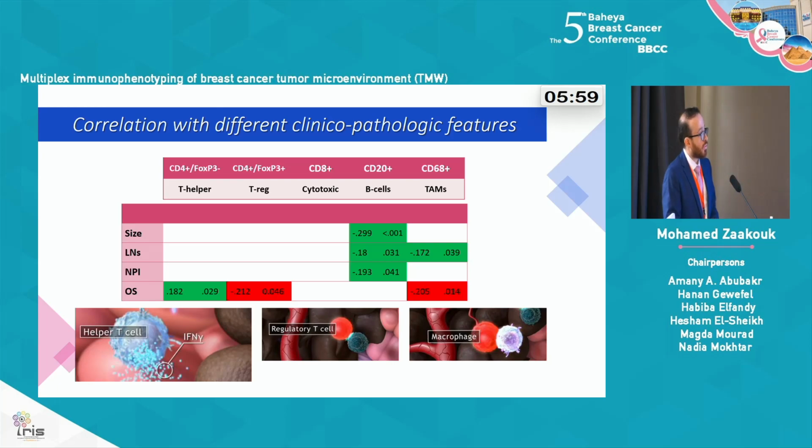And then correlation with different clinicopathologic features, namely size, lymph nodes, MPI, and most importantly, the overall survival. The green one represents a good prognostic factor, and the red ones are a worse prognosis. And we found that the Treg and the tumor-associated macrophages are significantly inversely correlated with overall survival. And the other types of cells, whether the CD4 positive T helper cells, and the CD20, are more associated with good prognosis.